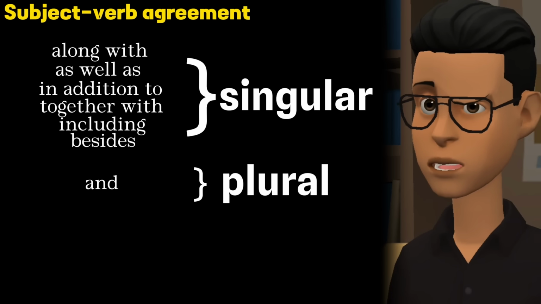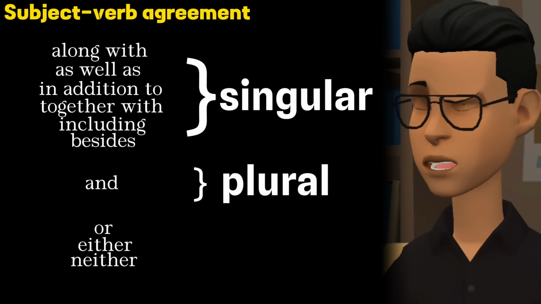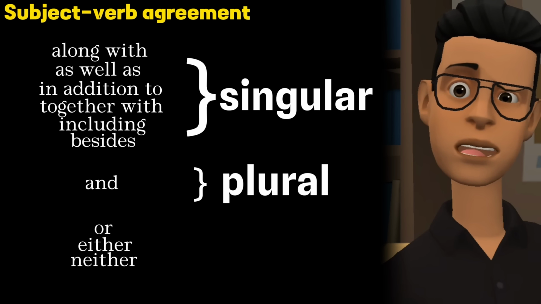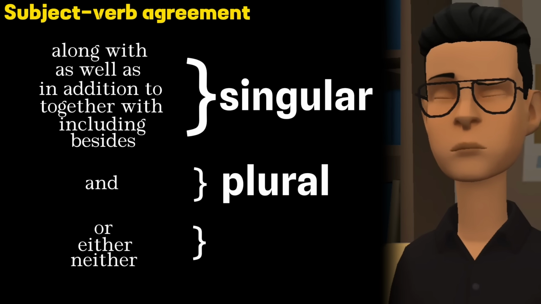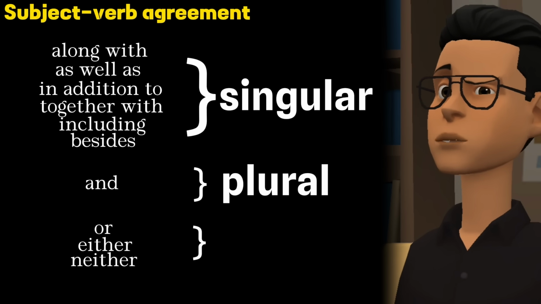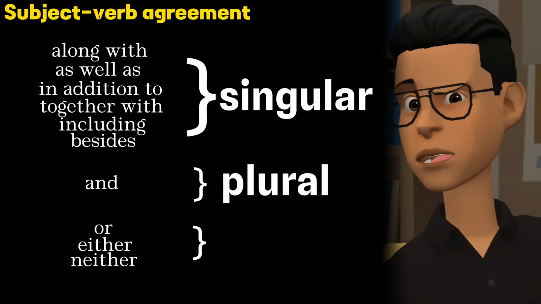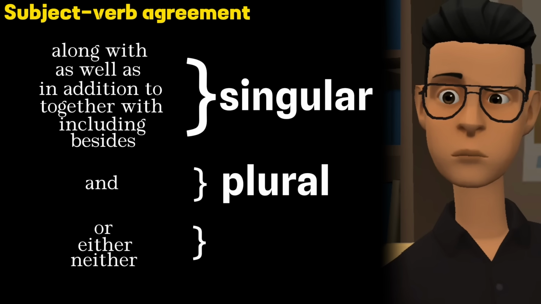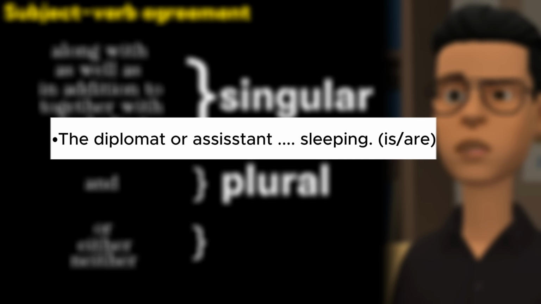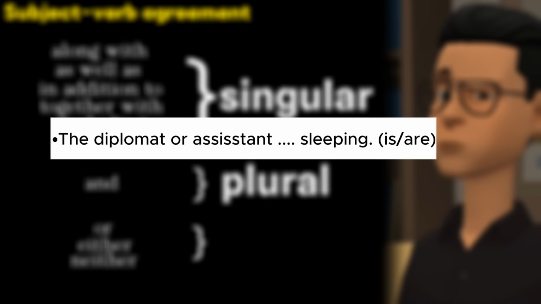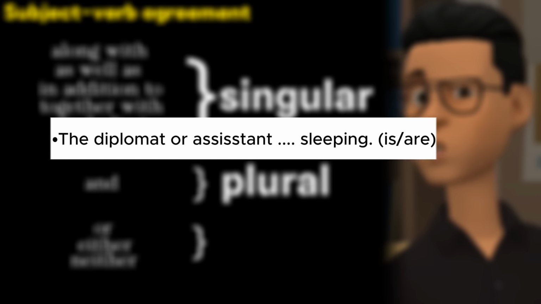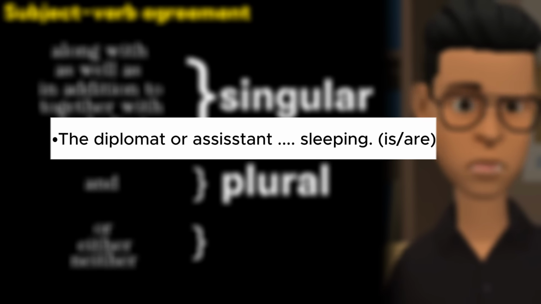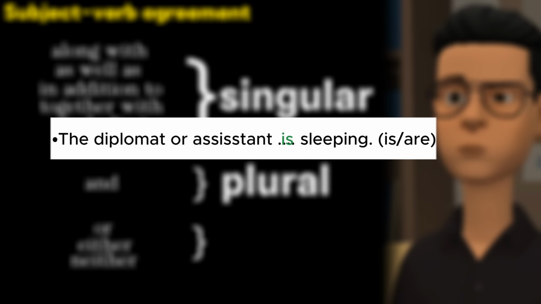There are also words like "or", "either", "neither". The subject can be considered singular or plural. If both nouns are plural, then the verb will be plural, but if singular, the verb will be singular. For example, "The diplomat or assistant is sleeping." Here, both the nouns are singular, so the verb will be singular, that is, "is".